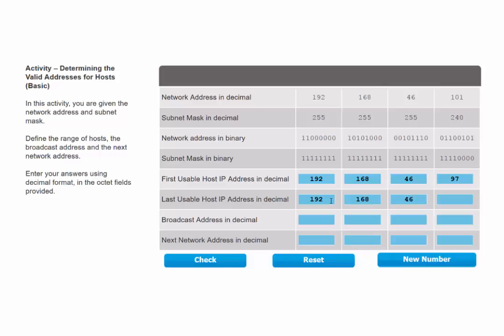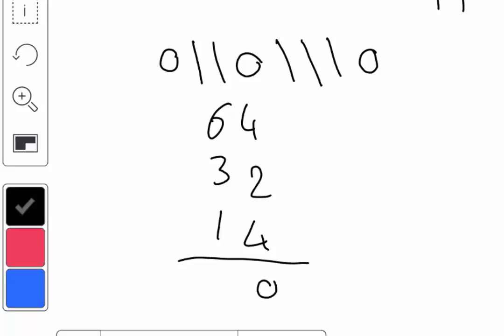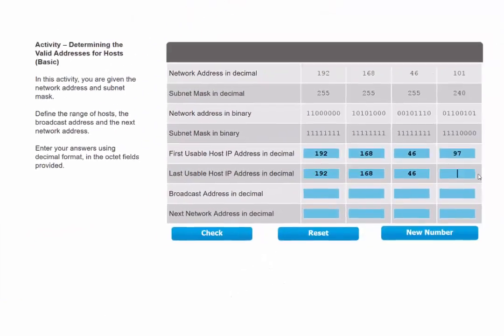192.168.46 as is, and then we will set the last portion here to 0, 1, 1, 0, and then 1, 1, 1, 0. Okay, so we'll convert this into decimal. So again, this is 64 plus 32, and this number is 14. So this will be 110.